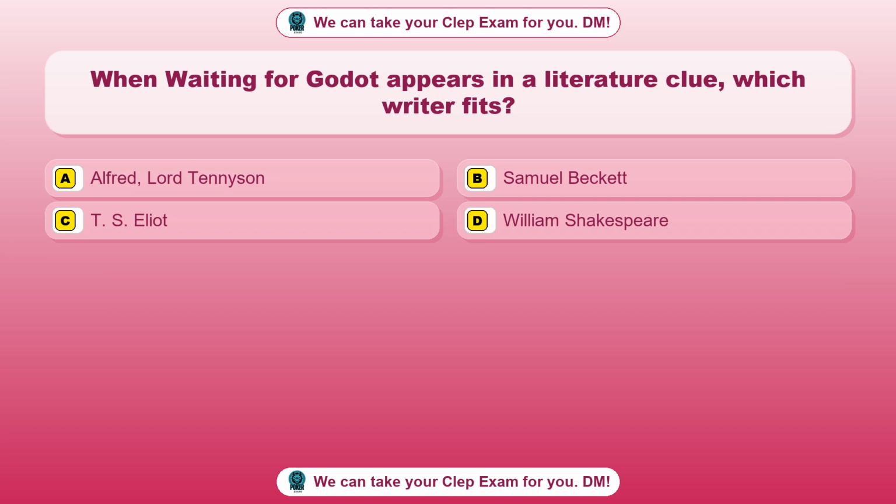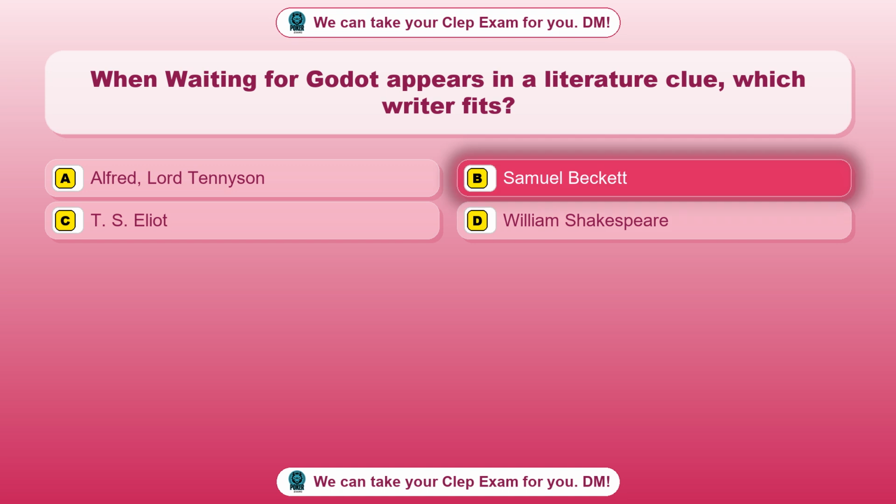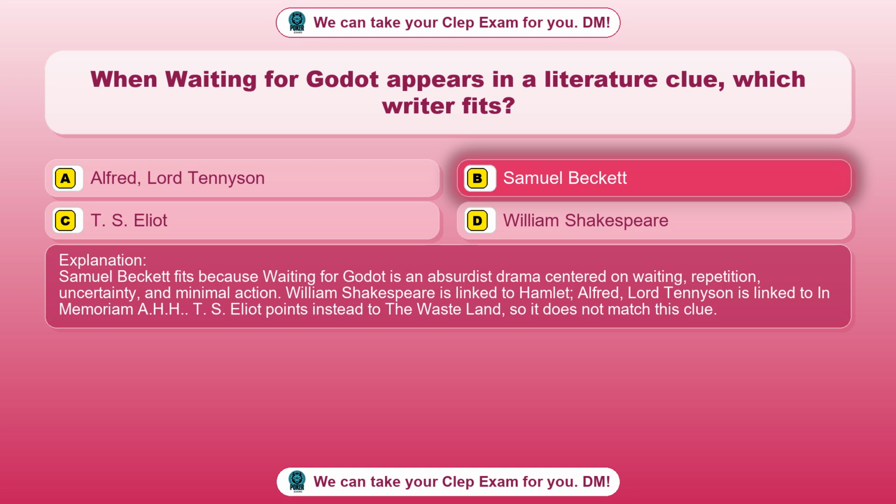Question 41. When Waiting for Godot appears in a literature clue, which writer fits? Option A. Alfred, Lord Tennyson. Option B. Samuel Beckett. Option C. T.S. Eliot. Option D. William Shakespeare. The correct answer is option B. Samuel Beckett. Samuel Beckett fits because Waiting for Godot is an absurdist drama centered on waiting, repetition, uncertainty, and minimal action. William Shakespeare is linked to Hamlet. Alfred, Lord Tennyson is linked to In Memoriam A.H.H. T.S. Eliot points instead to The Waste Land, so it does not match this clue.